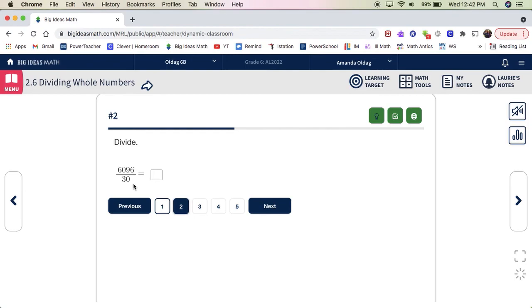If you look on your homework, number 6 says 698, and it has the fraction bar 44. So you're going to do 698 divided by 44. All right. Do the even ones on the homework. That's only 9 problems, not too much.